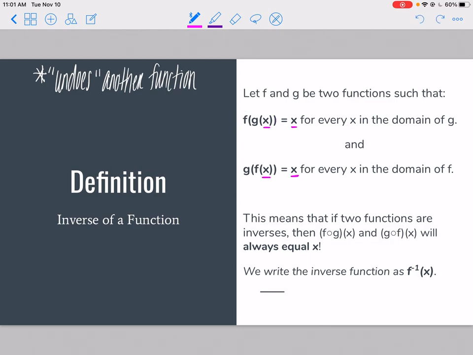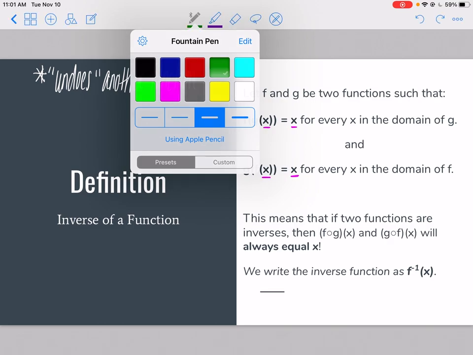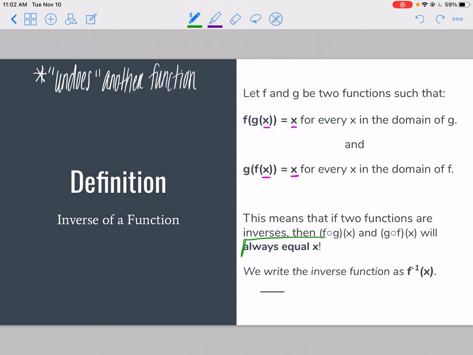Okay, so this means that if two functions are inverses, then f of g of x and g of f of x will always have to equal x. This is the key thing here. And this is how we verify that two equations are in fact inverses of each other: we plug in f of g of x and g of f of x. We simplify those, and if they both equal x, then they are in fact inverses.